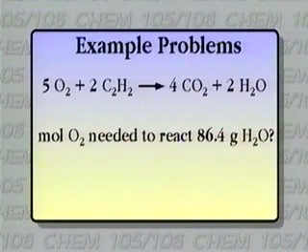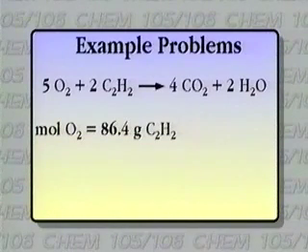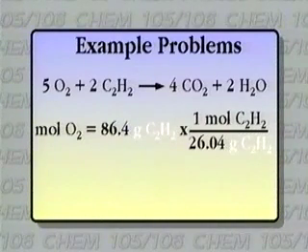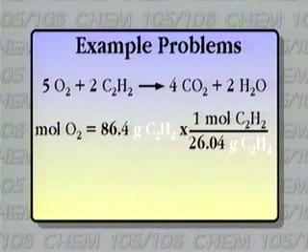So moles of oxygen are equal to 86.4 grams of C2H2. And the first thing we need to do is change from grams to moles. So multiplied by 1 mole of acetylene per the number of grams, which would be 26.04 grams. That's the molar mass. I just calculated that quickly in my head so that we could use it. Now we have the moles of the acetylene.